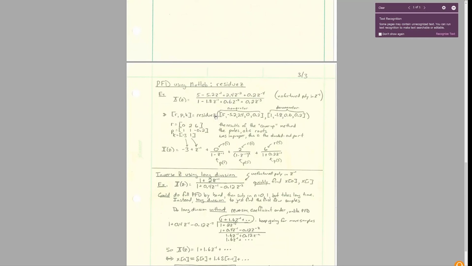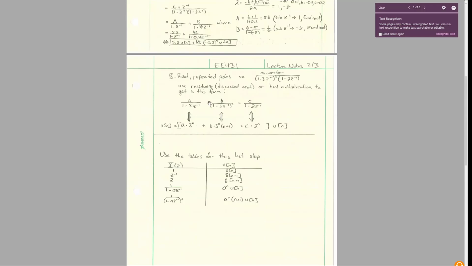If you throw this into MATLAB, it's numerator in decreasing powers of z, then denominator in decreasing powers of z, residue z, and it gives you an r, a p, and a k value. Here's your r, p, and k that corresponds to this particular one. And the r, do not think of roots. R, think of the numerators. This is what you'd get with the cover-up method. The r corresponds to your a's and your b's and your c's from the partial fraction decomposition.